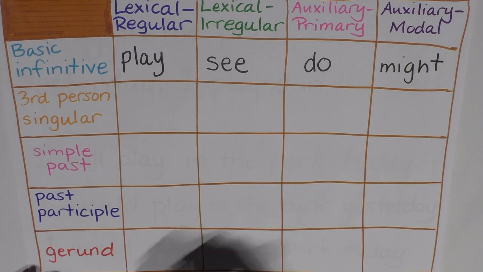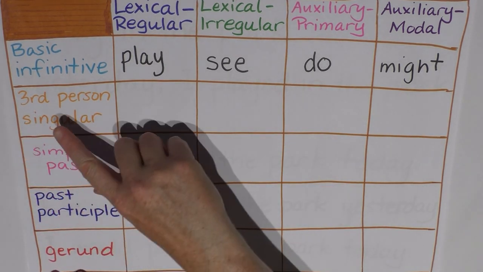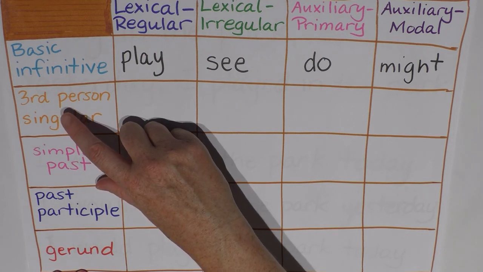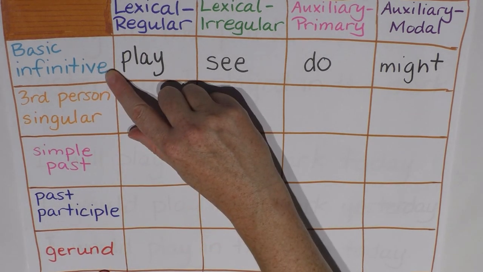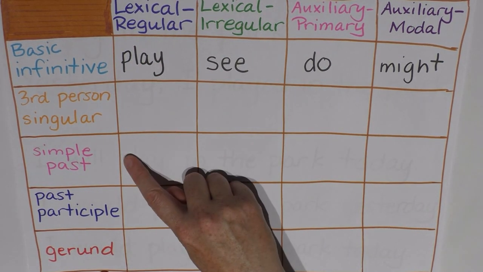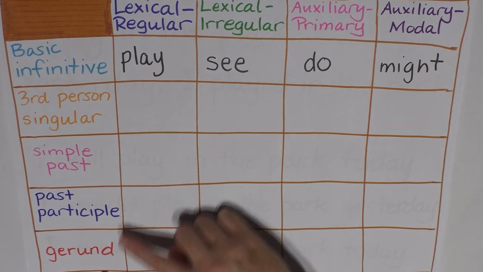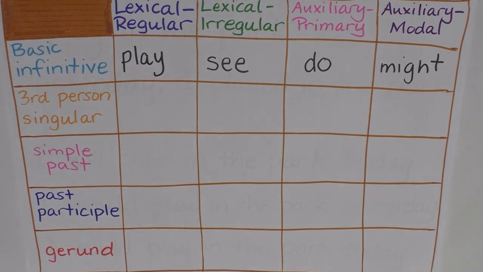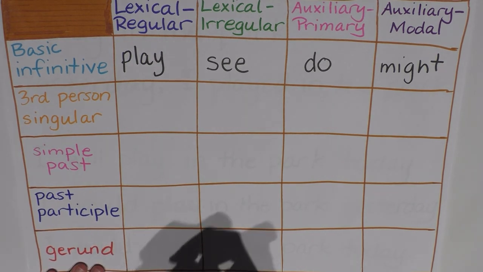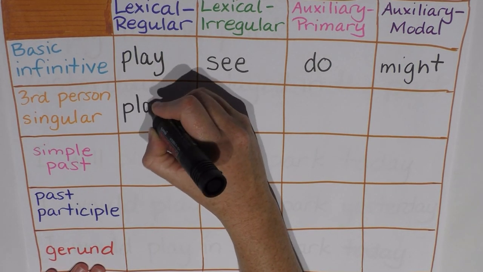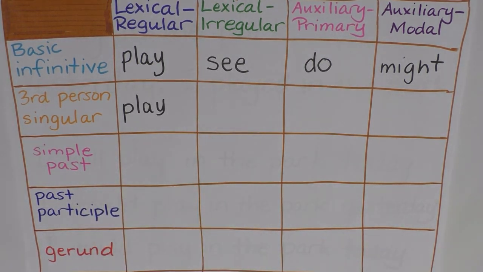I've also written down the side here the 5 different ways that the grammatical forms can change morphologically in the verb. So we have the basic infinitive, which are these: play, see, do and might. Then we have the third person singular, the simple past, the past participle and the gerund. So the third person singular: I play, you play, she plays, where she is the third person, as well as he or it. In all these situations, there's an S that goes on to that.